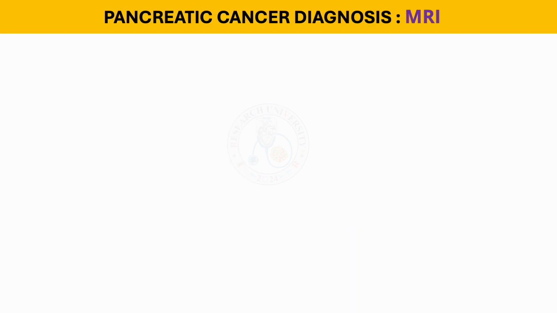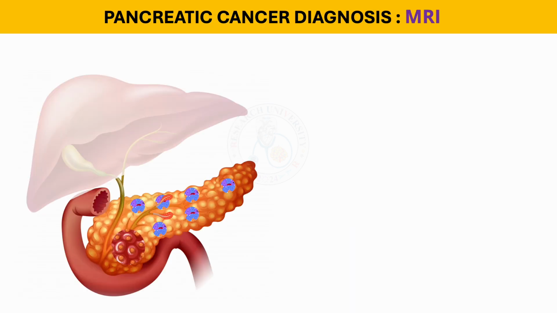We know what pancreatic cancer is, what the types are, and what the stages of pancreatic cancer are. Let's try to diagnose it. Pancreatic cancer diagnosis typically involves a combination of imaging tests and procedures to confirm the presence of the cancer and determine its stage. Here are some common diagnosis methods I will discuss.